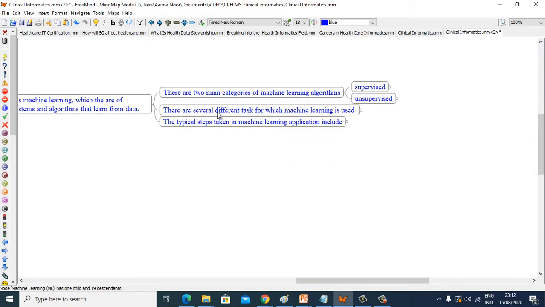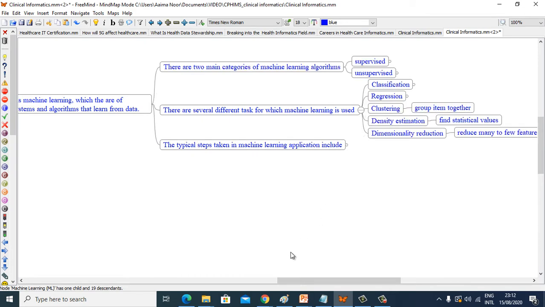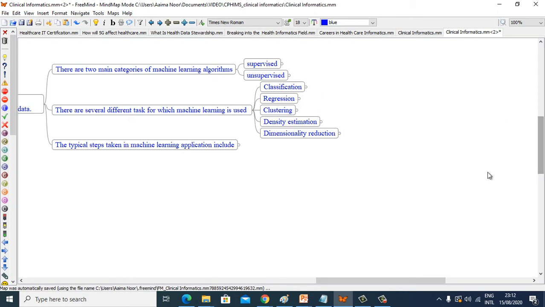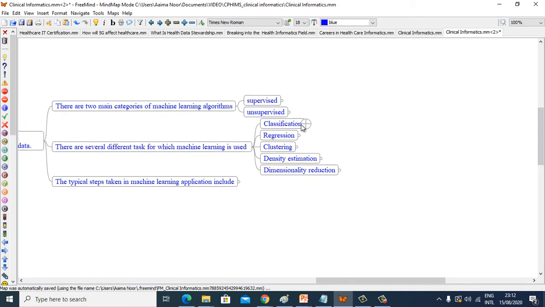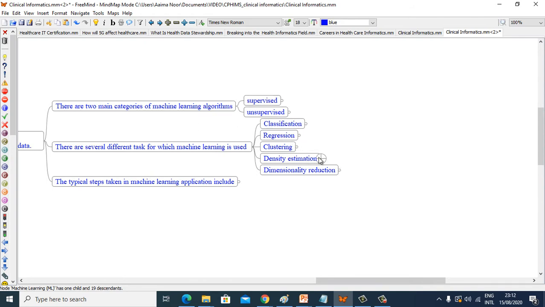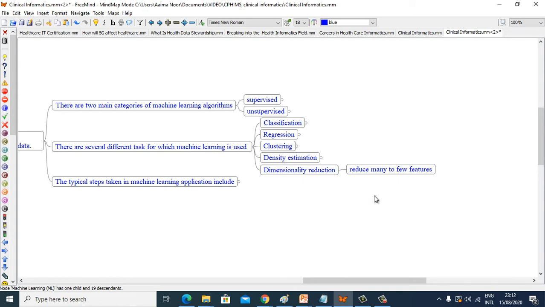There are several different tasks for which machine learning is used. For classification, predict a class from one or more elements of data. Regression, predict a numerical value from data. Clustering, group items together. Density estimation, find statistical values. Dimensionality reduction, reduce many to few features.